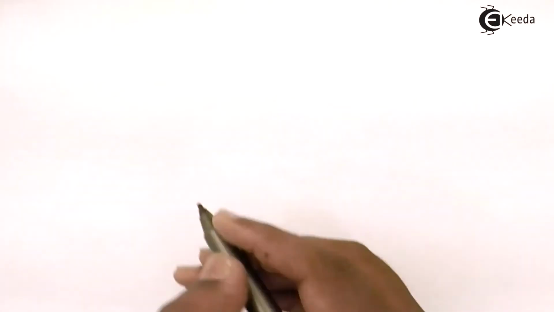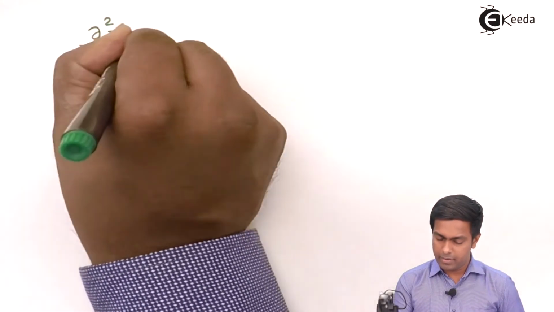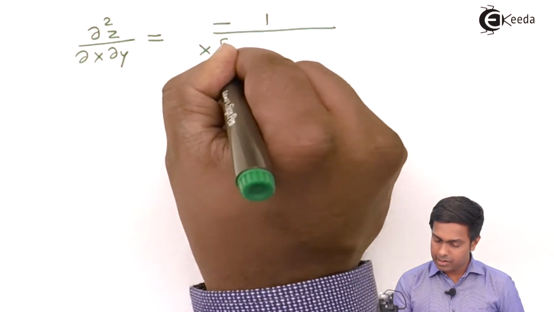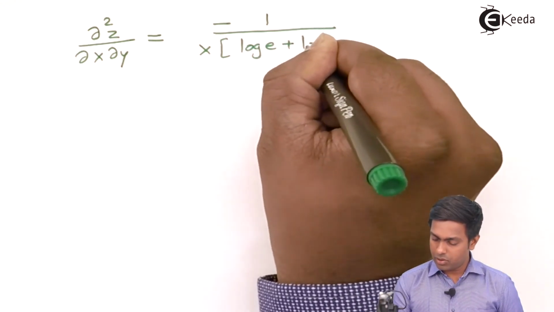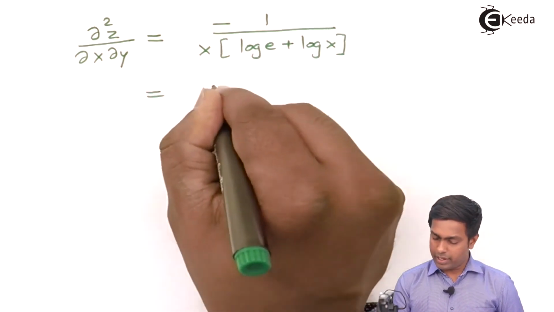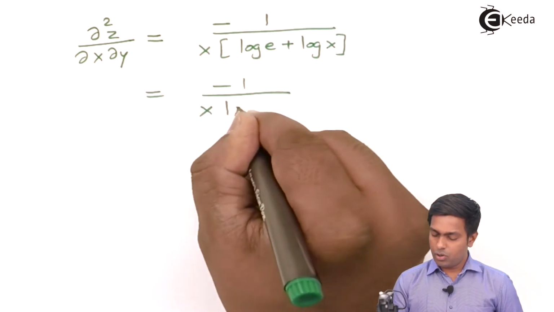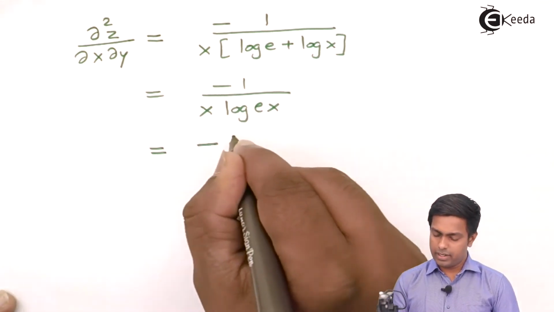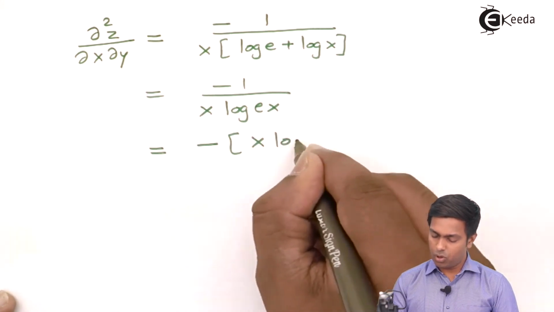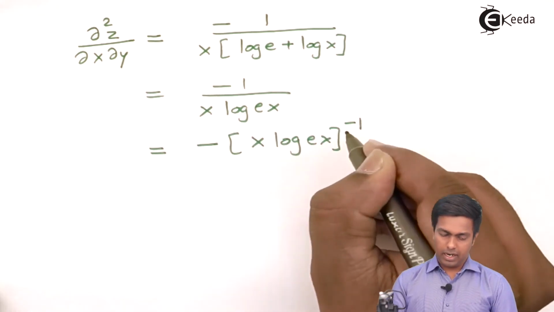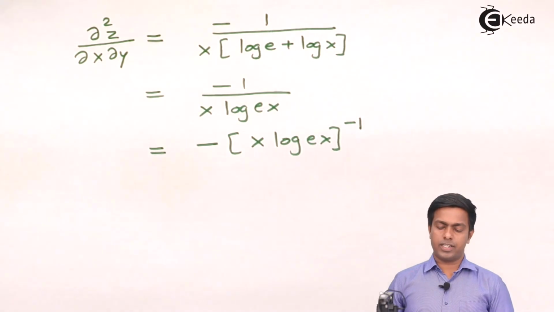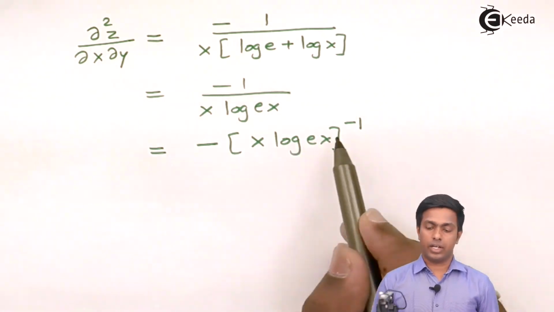So I'll write del square z by del x del y equal to negative 1 upon x as it is, in bracket log of e plus log of x, which is equal to negative 1 upon x, and this is log of ex. Then I'll take this negative sign outside, and this will come in the numerator as x log of ex inverse. And guys, you can observe that we got the answer. Here we have proved that del square z by del x del y is equal to negative x log ex inverse.